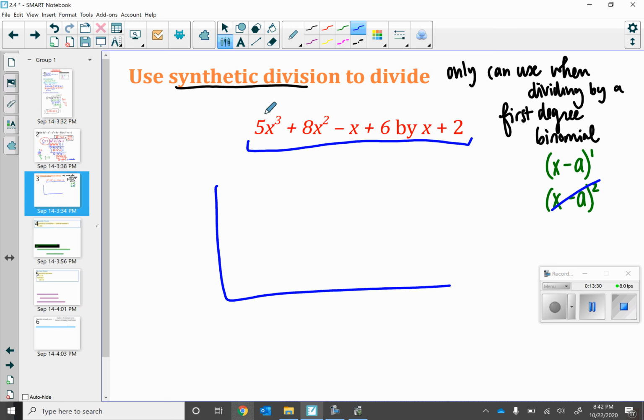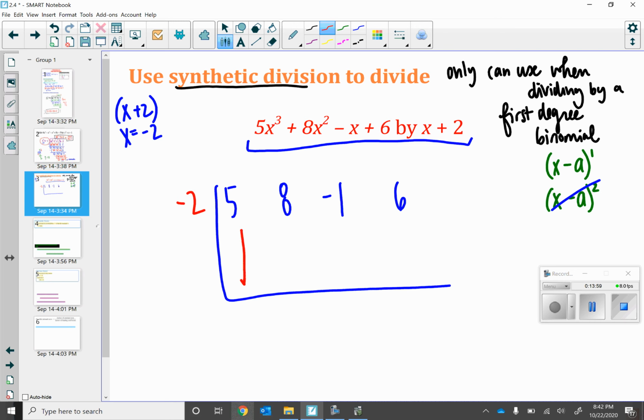So I'm going to take these coefficients, 5, 8, negative 1, and 6. Those are my coefficients. And I am going to take the 0 that comes from this factor. So the factor is x plus 2. That means my 0 is negative 2. I'm going to put negative 2 out here. In synthetic division, I don't really know a good way to write what we're doing, so I'm just going to show you.